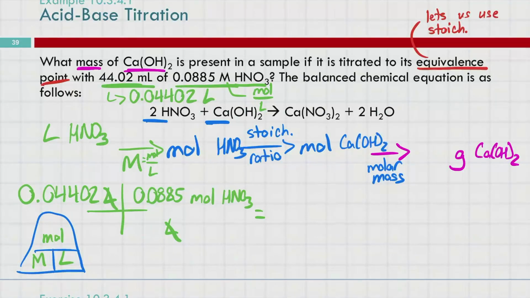So let's just see what that number looks like. So that number is going to be 0.00389 moles HNO3. So this is the amount that we would have added from our burette into our little flask. And when we do that, it reacts with calcium hydroxide.